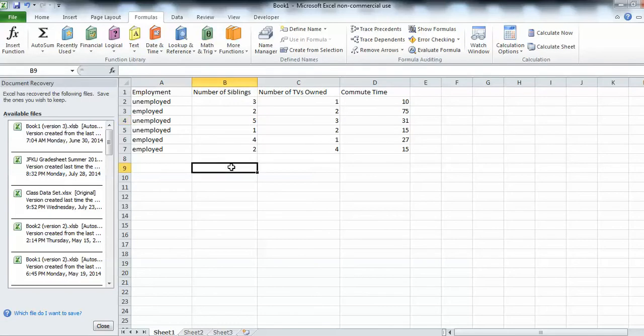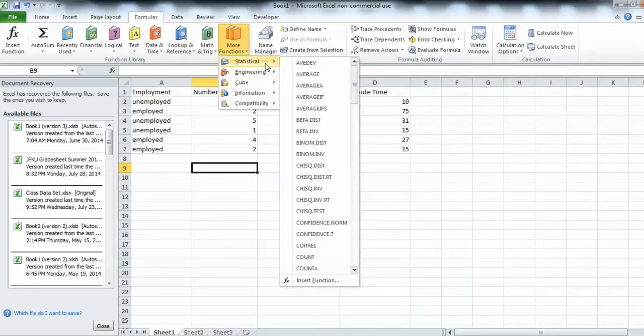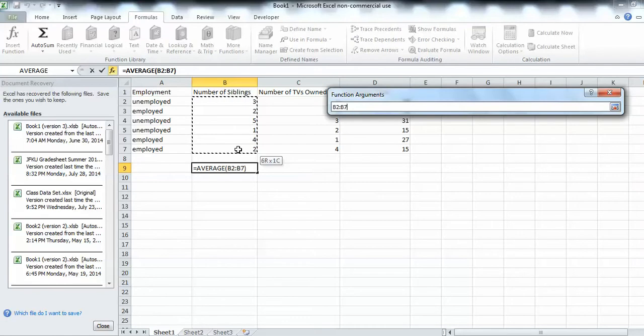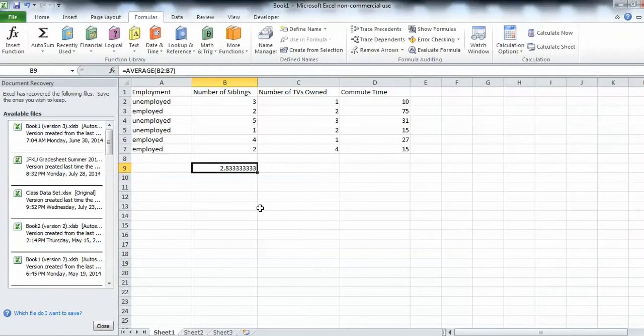But let's say I want it to go in here. I go to more functions, I go to statistical, and I go to average. I highlight these numbers, I click OK. It gives me the mean of this column of data. Then I can hover on the bottom right corner right here, and then click, and drag it across. And it gives me the mean of all three.